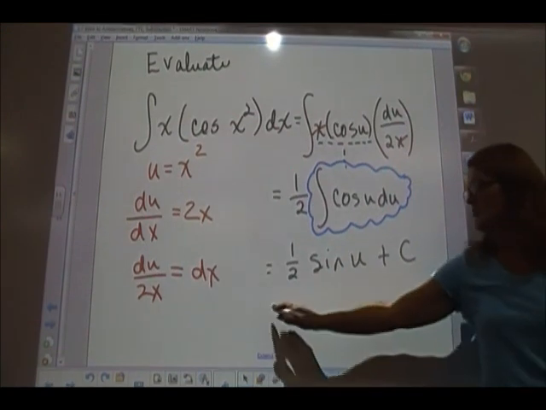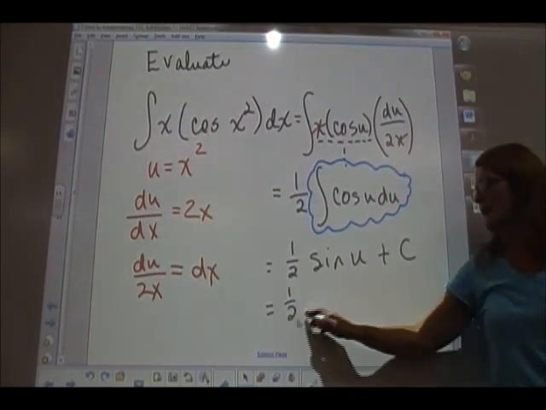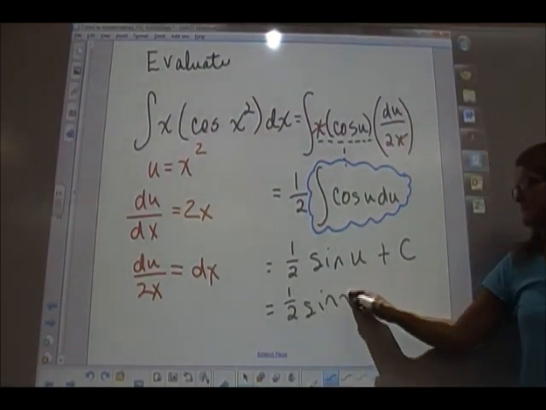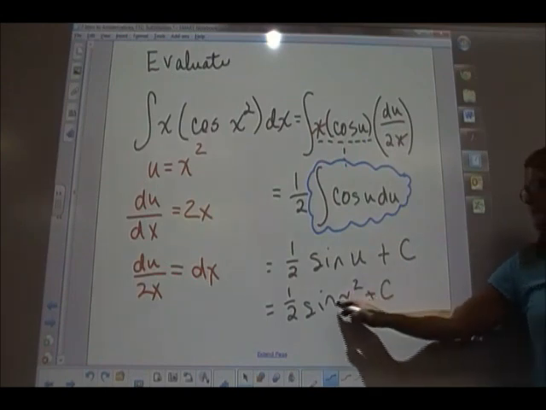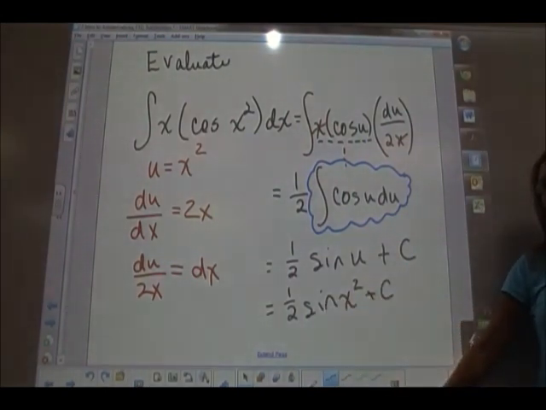And then lastly, substitute back in. That's right. Because we're choosing x as our u, we don't have to put it in place of x in the first. Say again? No, x squared is different.